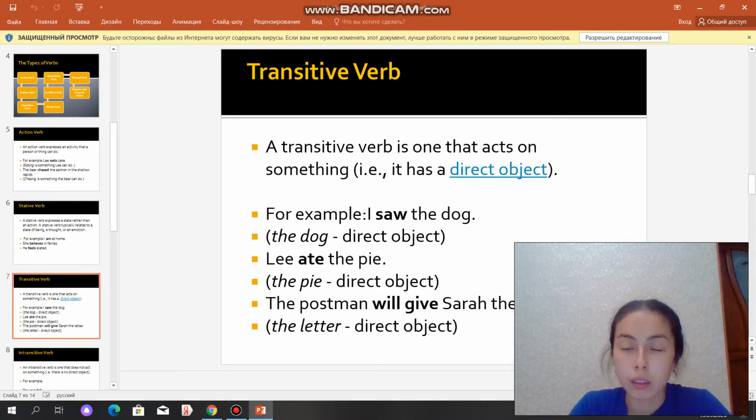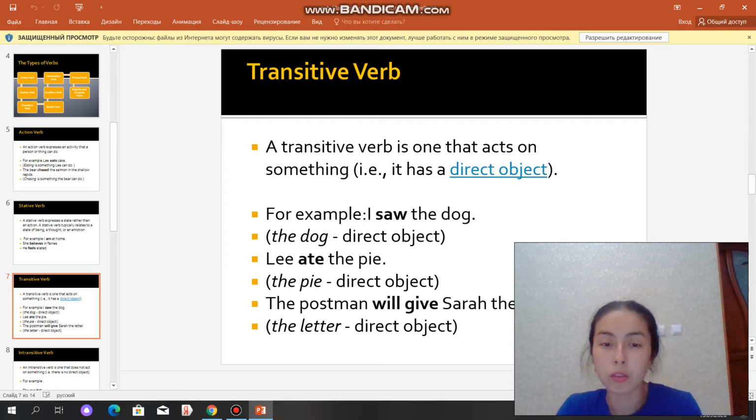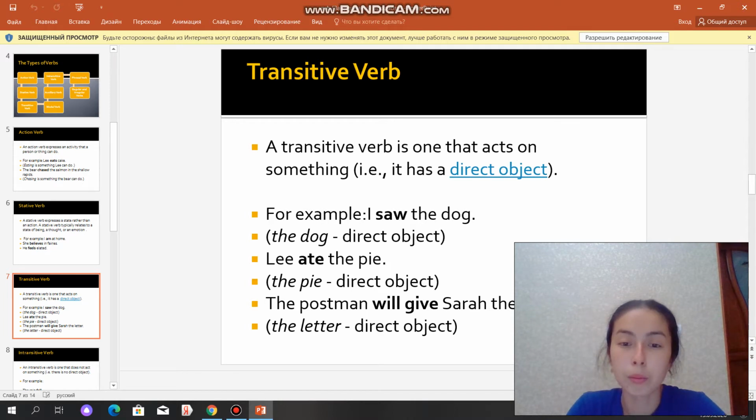Я видела собаку. В прошедшем времени тут saw. Собака это значит тут имеется в виду direct object. Pie пирог. Значит тоже тут direct object.